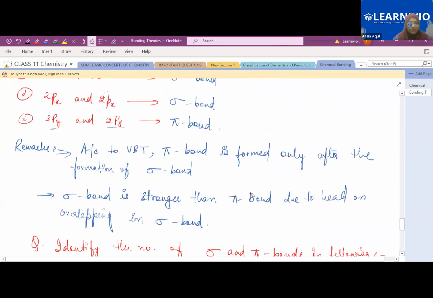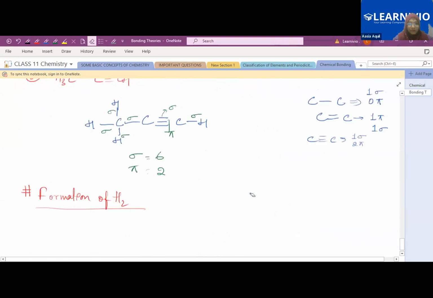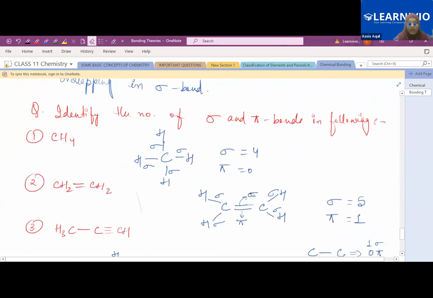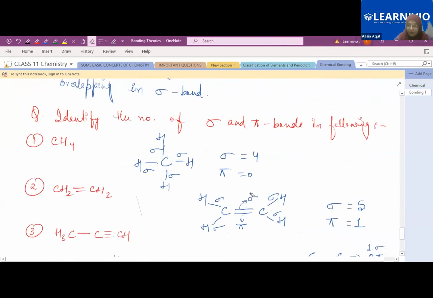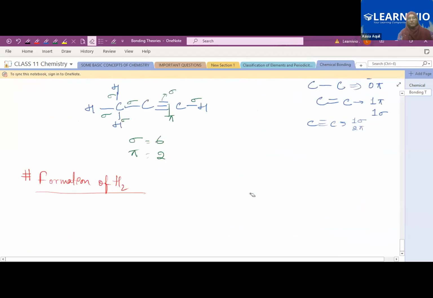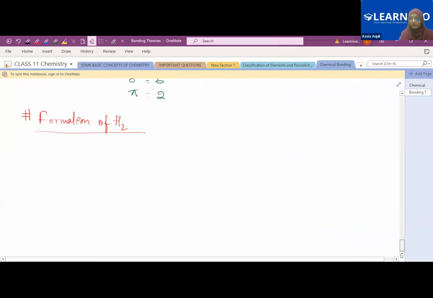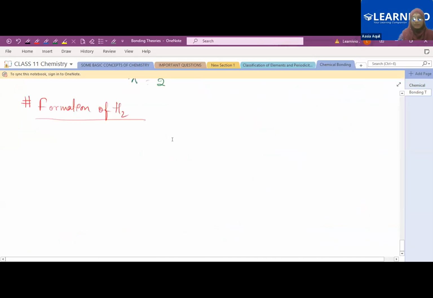Okay, after that, now it is clear how to identify the number of sigma and pi bonds in different molecules. So let's discuss the formation of the hydrogen H2 bond. How is the H2 bond formed and how many sigma and pi bonds are there in H2?